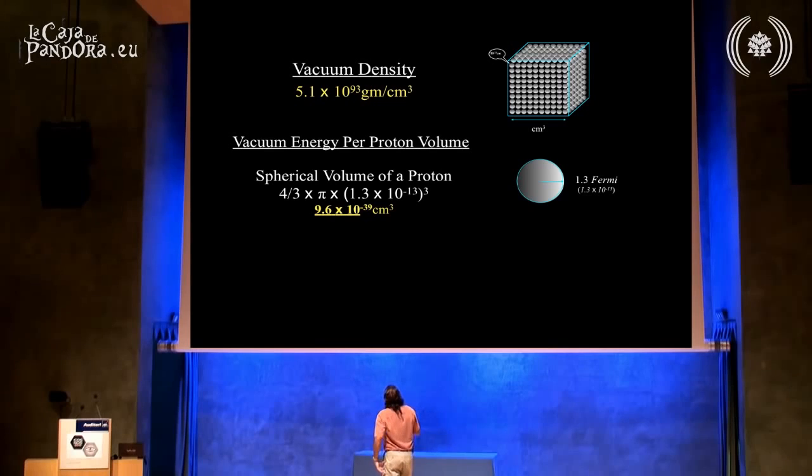Okay, so I then took the radius of a proton and I said, how much volume is inside the radius of a proton? So this is 4/3 multiplied by pi multiplied by the radius cubed, which will give you the volume of a proton, a spherical volume. You all following this? The volume of a proton is approximately 10 to the minus 39 centimeters cubed.